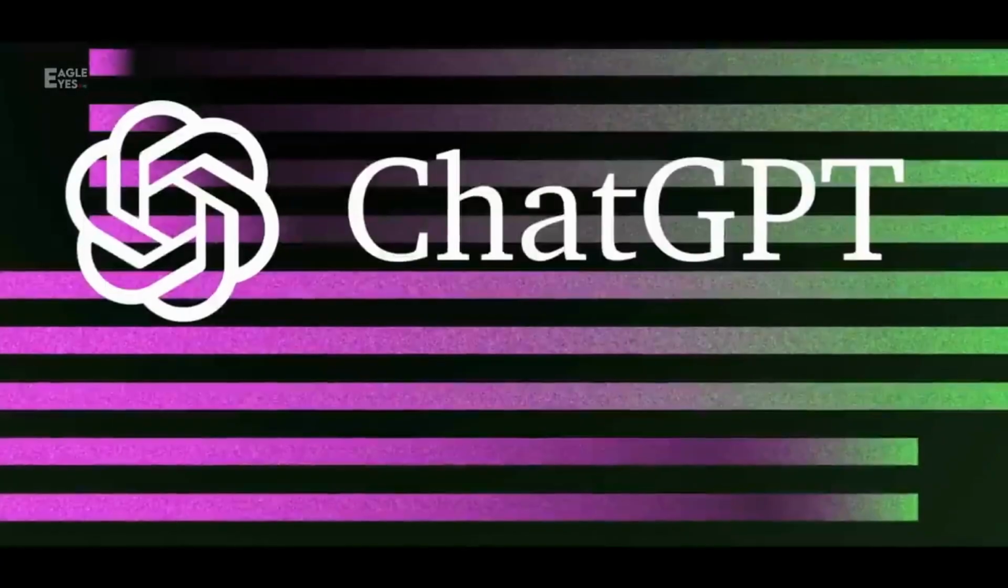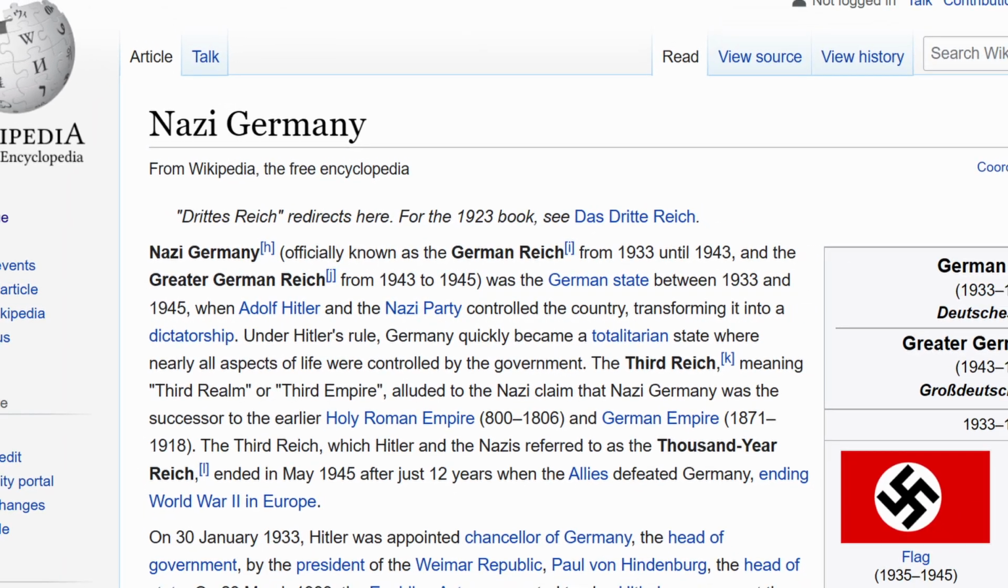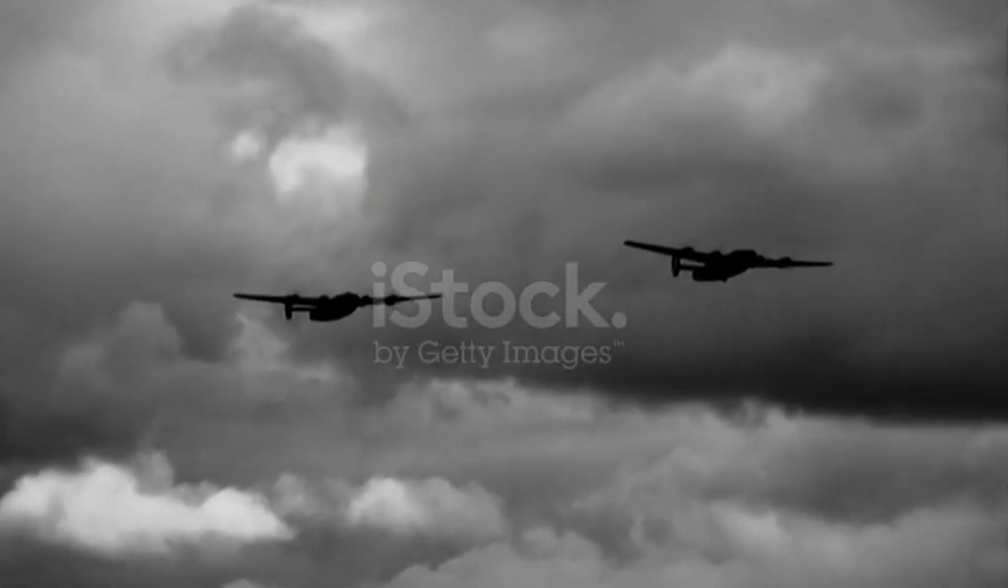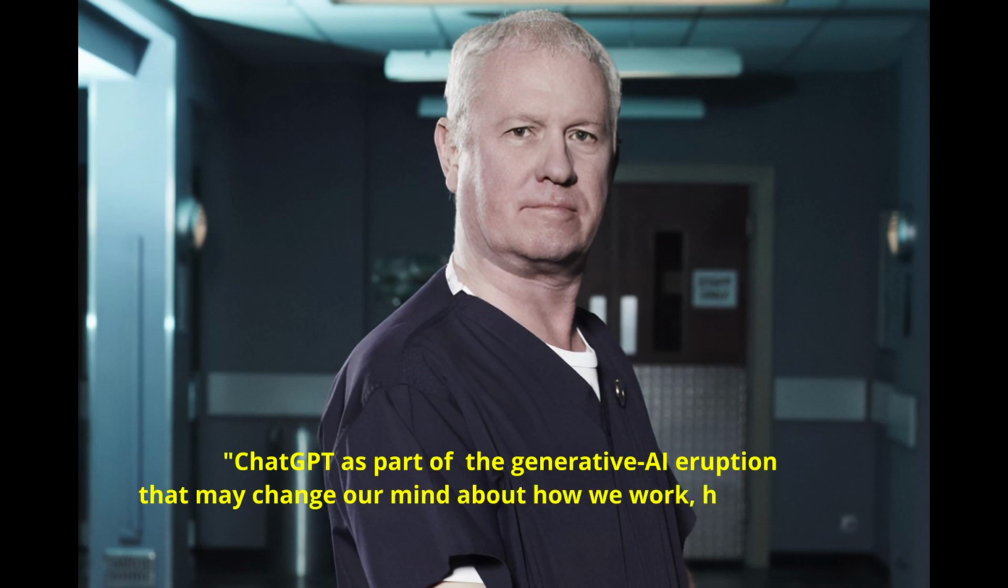Alex Kantrovitz of Slate magazine lauded ChatGPT's pushback to questions related to Nazi Germany, including the claim that Adolf Hitler built highways in Germany, which was met with information regarding Nazi Germany's use of forced labor. In The Atlantic's Breakthroughs of the Year for 2022, Derek Thompson included ChatGPT as part of the generative AI eruption that may change our mind about how we work, how we think, and what human creativity really is.